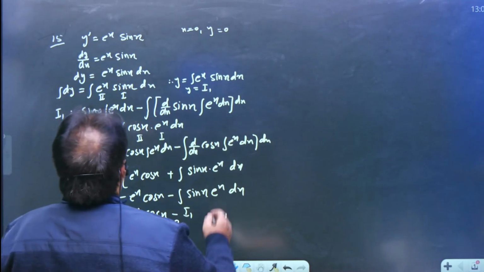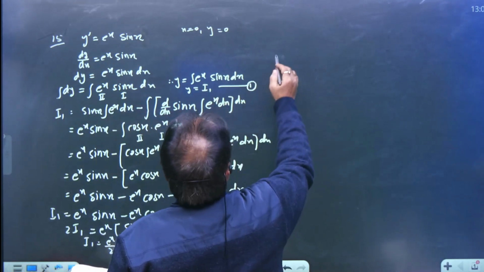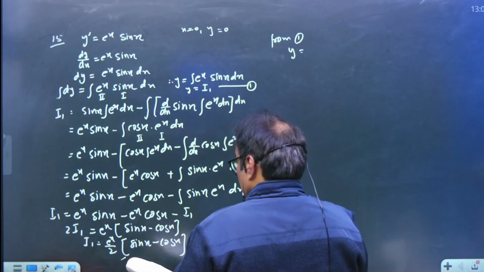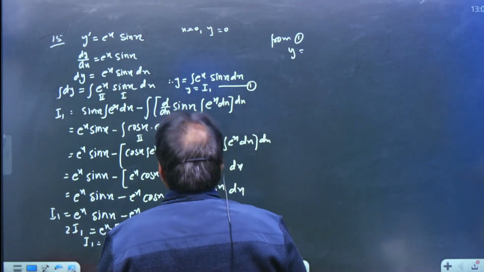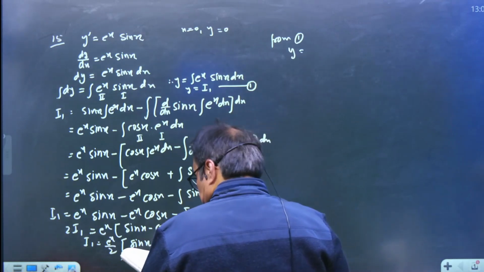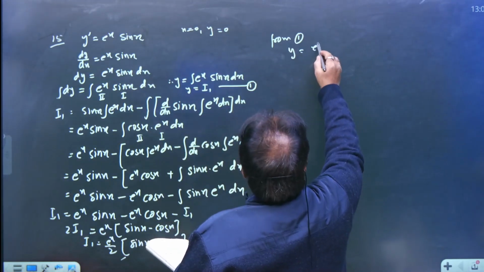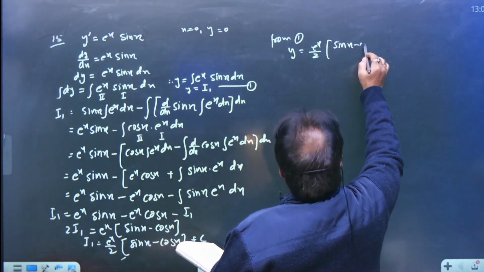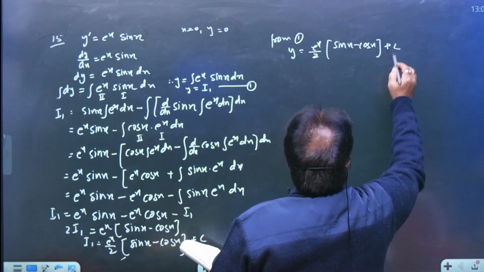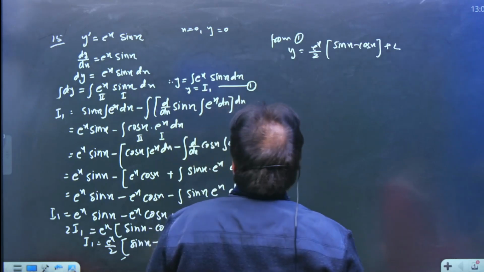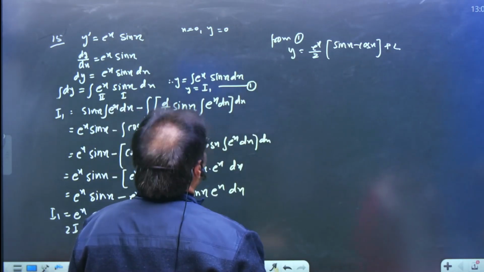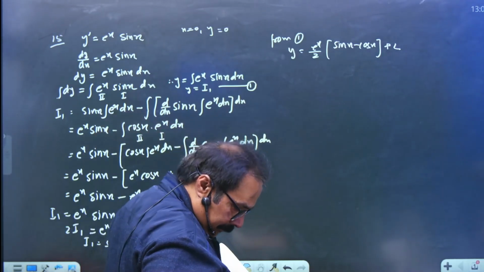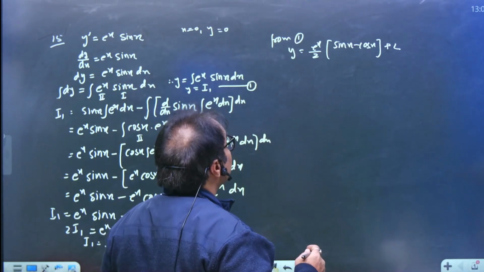So now from the first result, y is equal to, and then plus c also, of course. The value of I1 is equal to e to the power x by 2 into sine x minus cos x and plus c. Okay, and now as per the question, it is passing through the origin, so the value of x is 0 and y is 0.